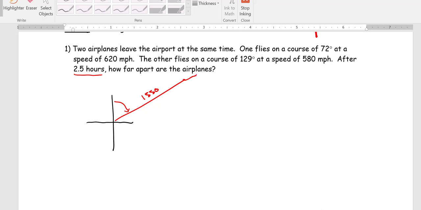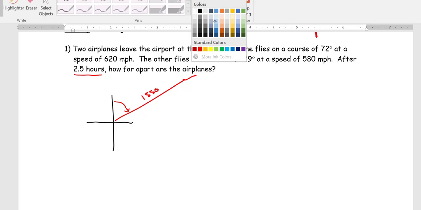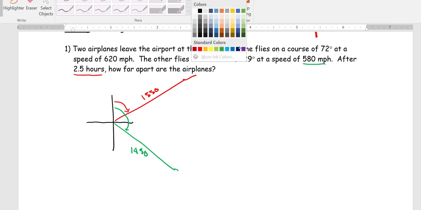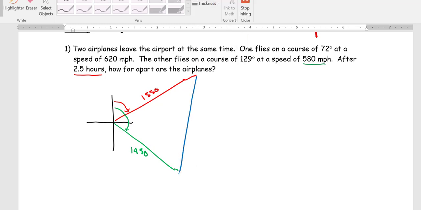The other one is flying at a course of 129 degrees. So 129 degrees clockwise from the north will look something like this, and it's going to fly up to here at a speed of 580 miles per hour. It's going to be a little bit less, 2.5 hours, so 1450 miles. After 2.5 hours, how far apart? So we're looking for this distance right here. Let's call it D.